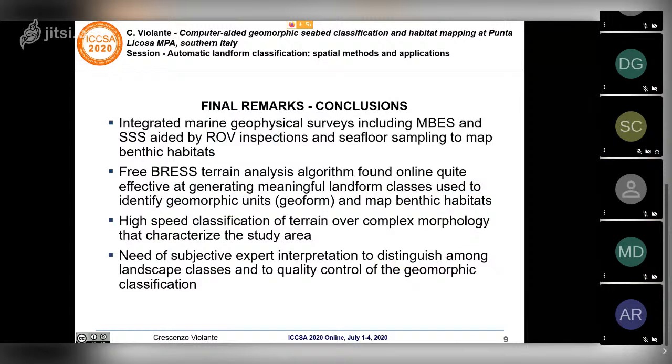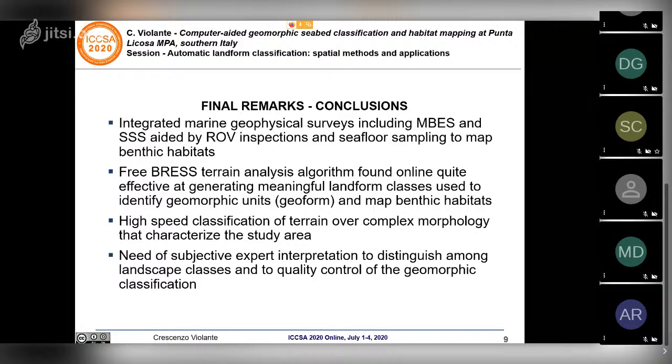These are the final conclusions. So we constructed and characterized this habitat mapping in the study area by applying this integrated marine geophysical survey that included a multi-beam and side scan system aided by ROV inspection and seafloor sampling. The application of this free BRESS terrain tool was quite successful and positive at generating meaningful landform classes used to identify geomorphic units and then benthic habitats. It allowed also for high-speed classification of terrain over complex morphology that characterized the study area.